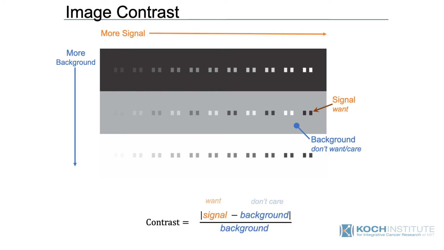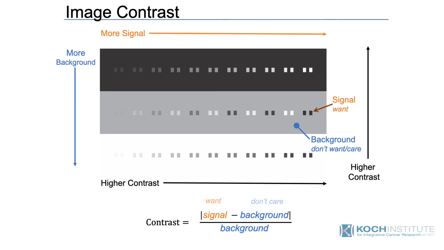And it turns out the definition of contrast is essentially the signal you want minus the background you don't care about, divided by the background. But intuitively, what we think about is that the more background you have, the weaker the contrast. The more signal you have, the higher the contrast. So the contrast increases from left to right as we get more and more signal, and it increases from bottom to top as we get lower and lower background levels.